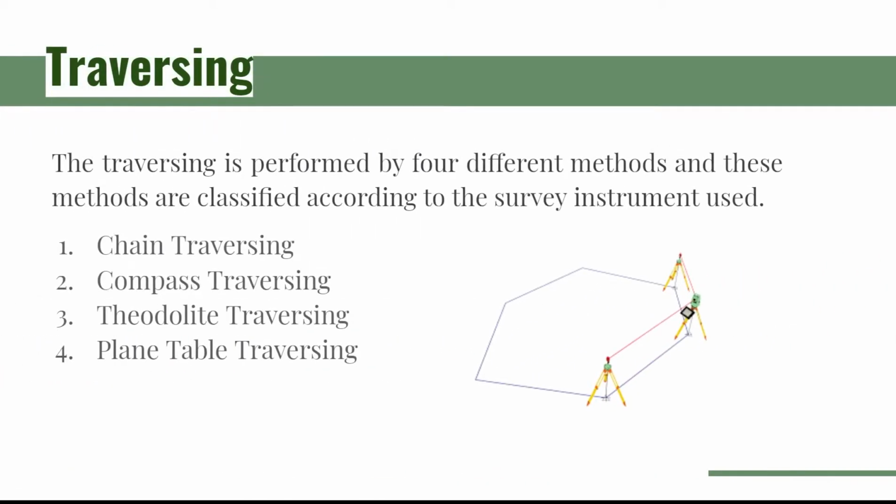Now let's move on to traversing. Traversing is performed by 4 different methods, and these methods are classified according to the survey instrument used. The 4 methods are chain traversing, compass traversing, theodolite traversing, and plane table traversing.